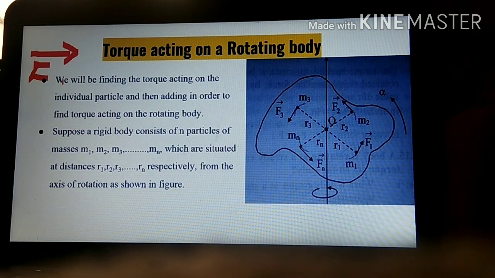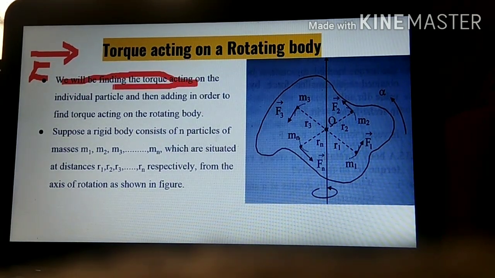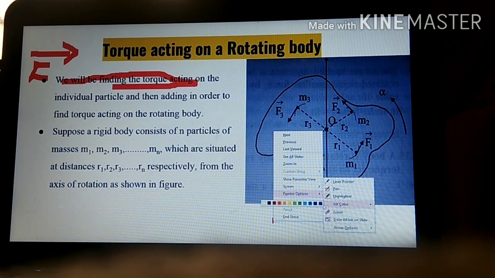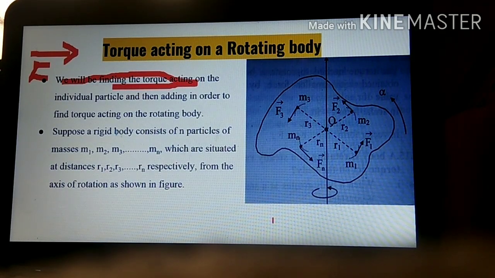Now what will we be finding? We will be finding the torque acting on the whole body. For this, we will find the torque of mass m1, mass m2, mass m3, up to mass mn, and then we will add up all of them to find the torque acting on a rotating body.